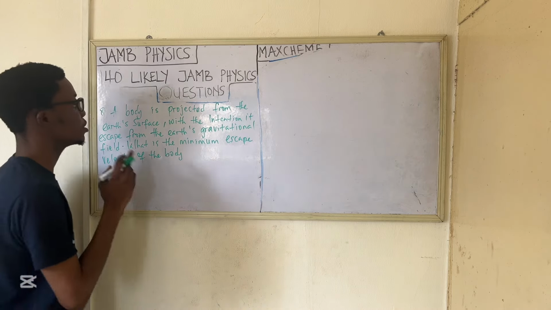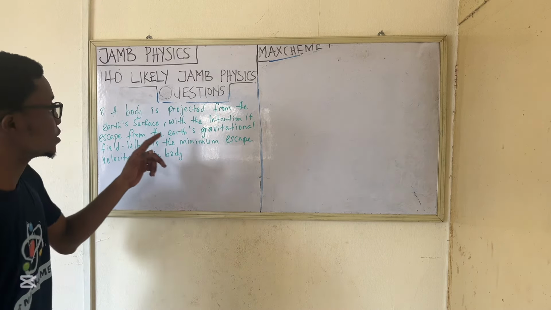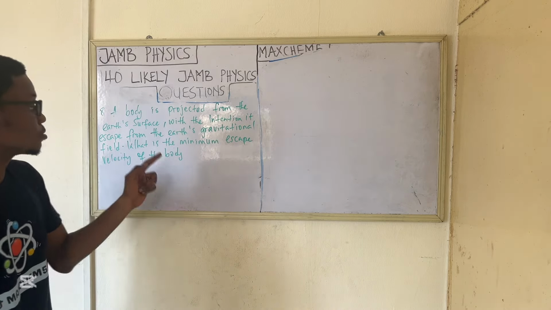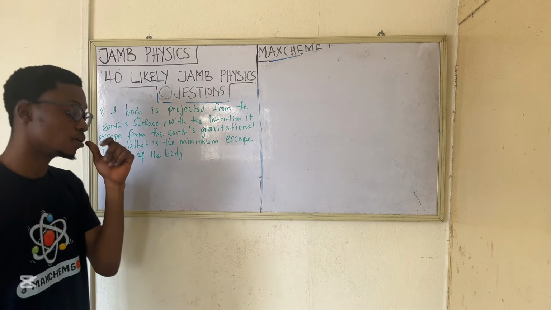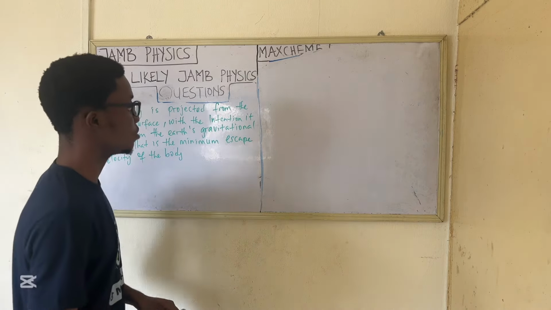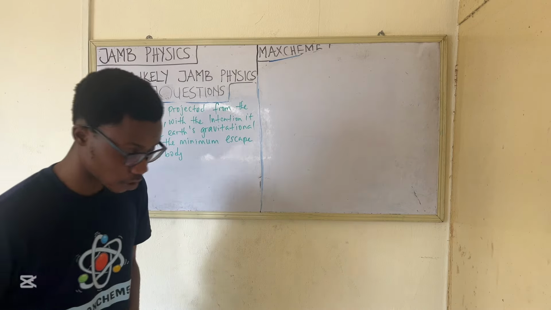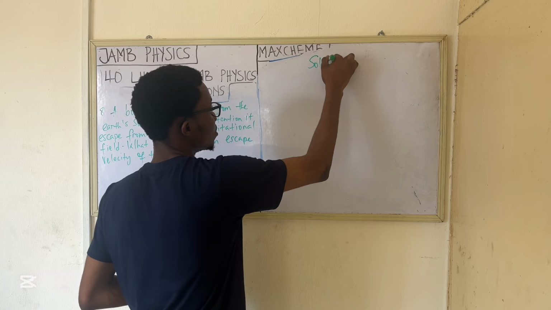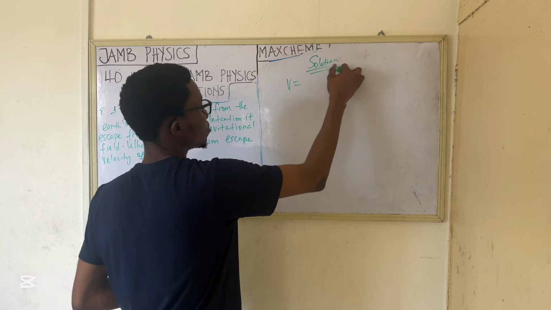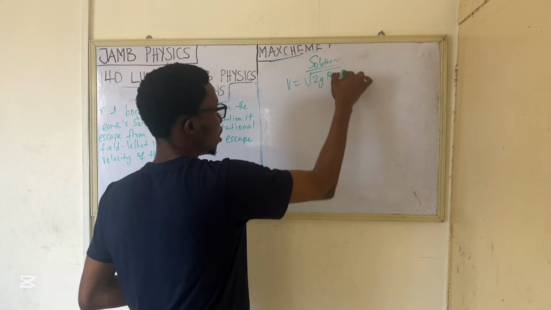Question 8. A body is projected from the Earth's surface with the intention to escape from the Earth's gravitational field. What is the minimum escape velocity of the body? Now, this is under gravitational field. We have to look for escape velocity. And to calculate for that, escape velocity is equal to the square root of 2gr.